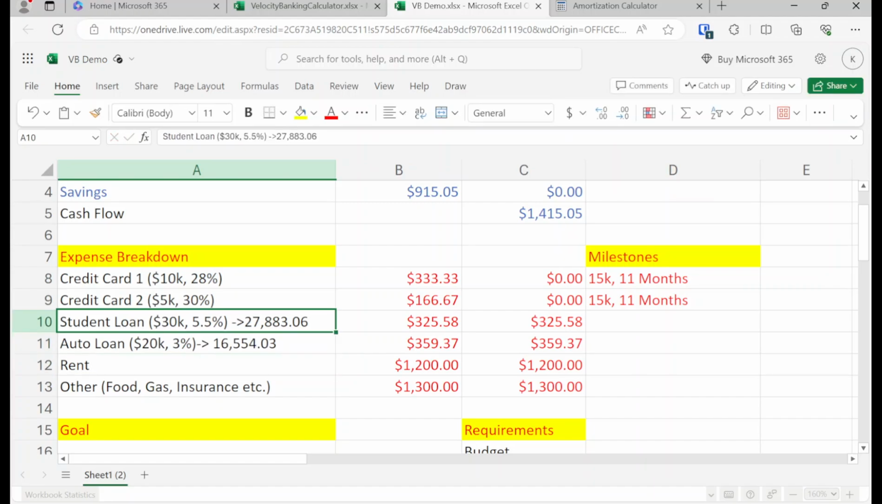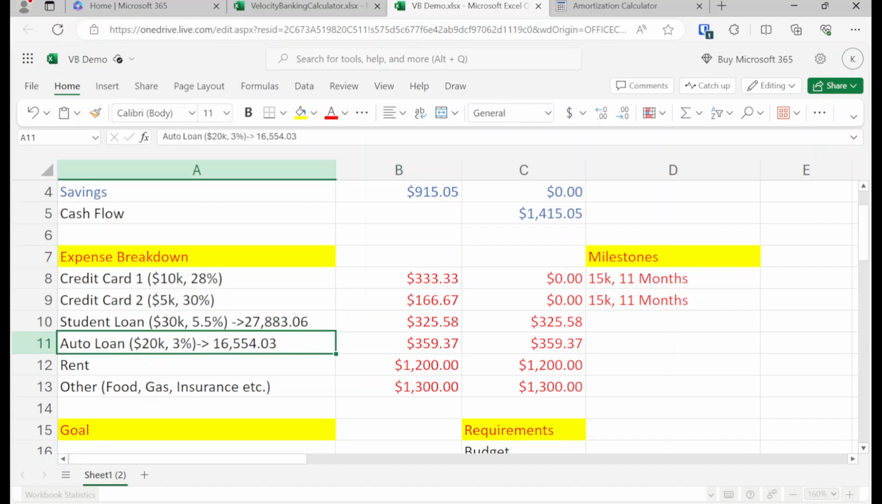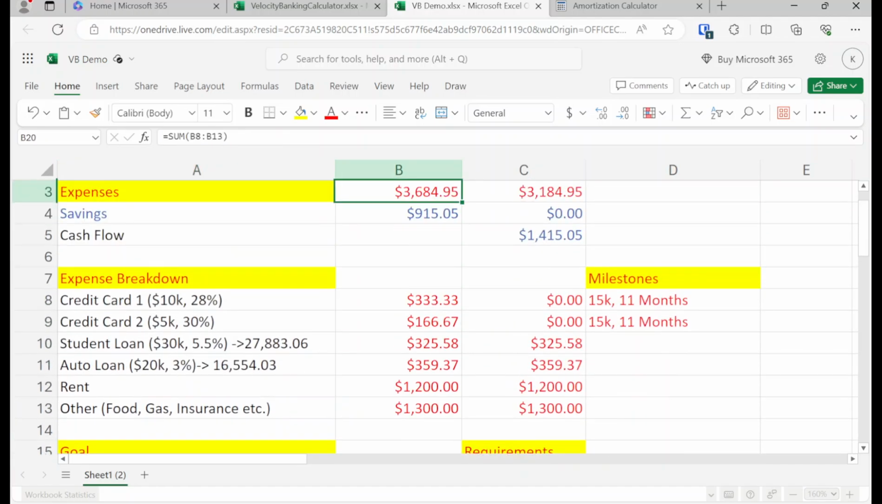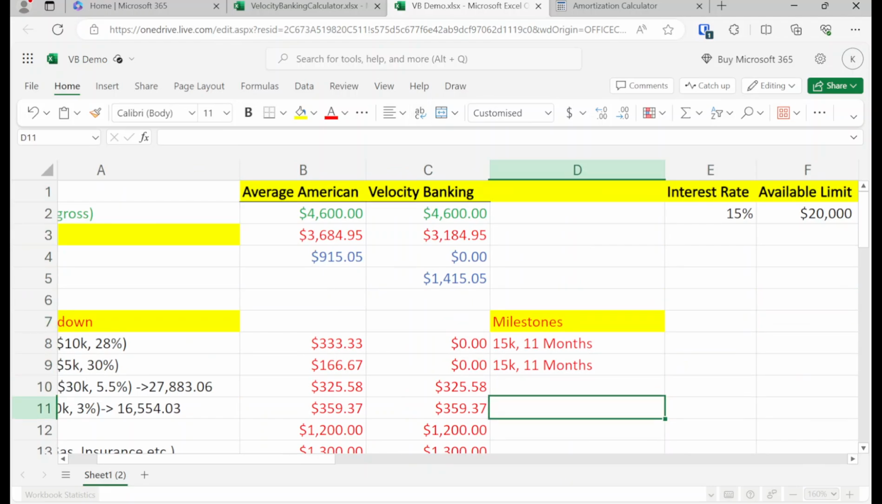Okay. So this one has the highest interest rate. This one has the highest payment, and this one has the lowest balance. So I think based on the traditional debt criteria, probably go with this one. We can also use the cash flow index, right? So statement balance over the monthly payment. So let's go ahead and calculate that. We'll call that the CFI.